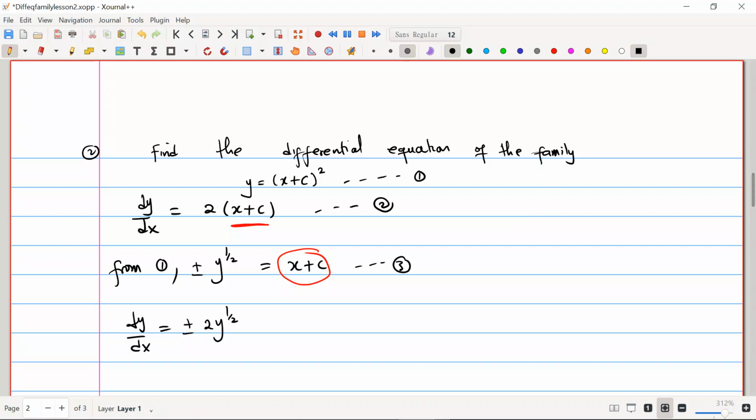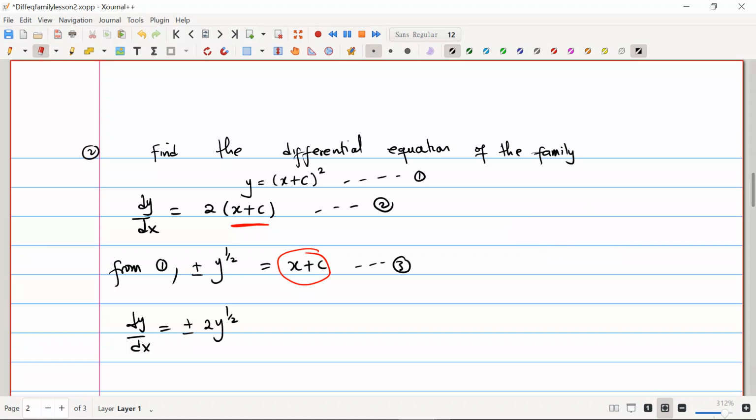The reason is that if I take the square root of y, I'm going to get a positive or negative something. Okay, because if I square the positive square root of y, I'm going to get y. Okay, if I square the negative square root of y, I'm going to get y. So that is why I have plus or minus square root of y.